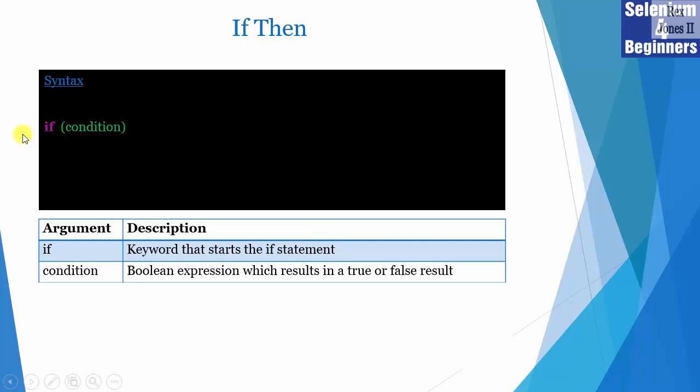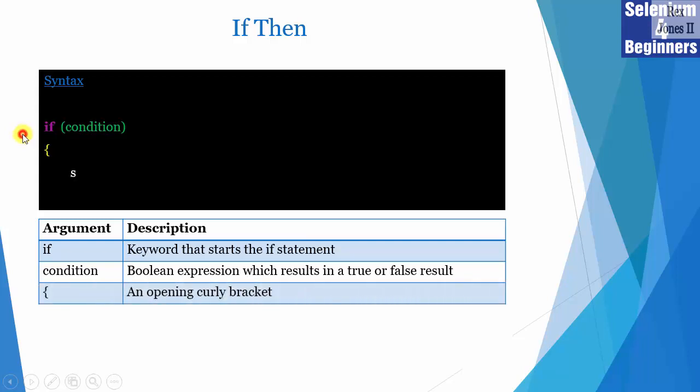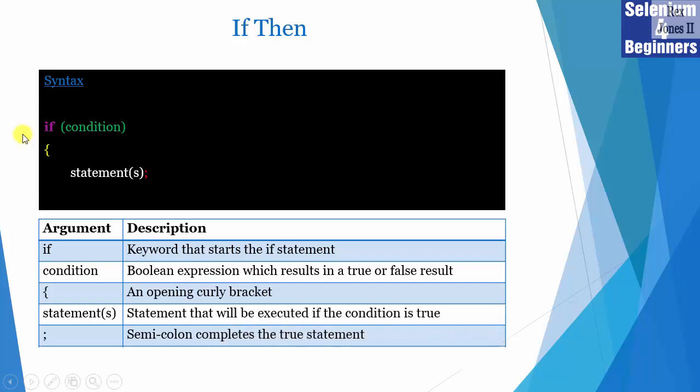After the condition is an opening curly bracket followed by a statement. This statement can be a block of statements that's only executed if the condition is true. A semicolon completes the statement. The second bracket is a closing bracket and only required if there is an opening bracket.